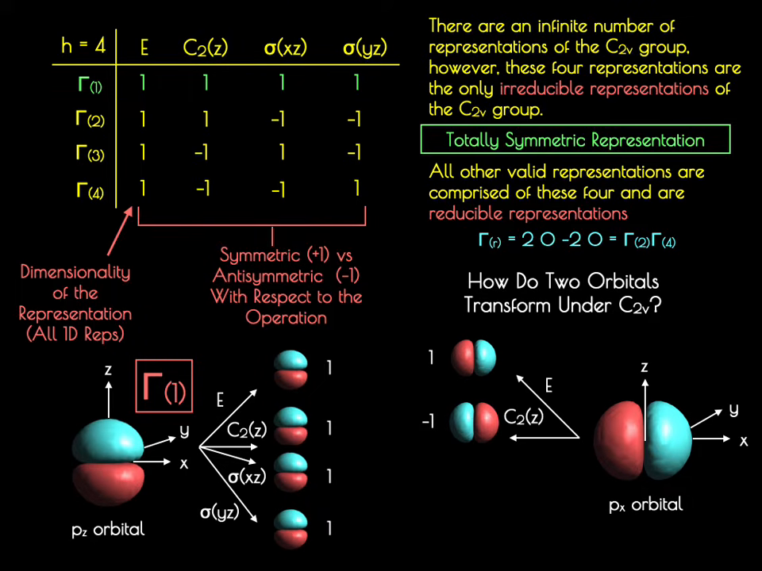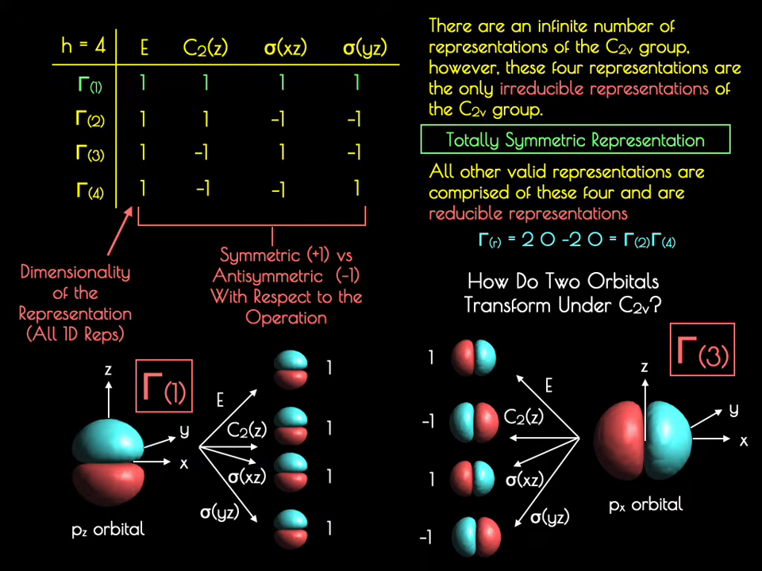We do that C2 rotation along the z-axis, and the two lobes of the px orbital change. It is anti-symmetric with respect to that operation. It gets a character of -1. The mirror plane that contains the xz plane, it's symmetric with respect to that operation, but it's anti-symmetric with respect to the other operation. The characters for this are 1, -1, 1, -1. So the px orbital transforms as gamma 3 under C2v symmetry.